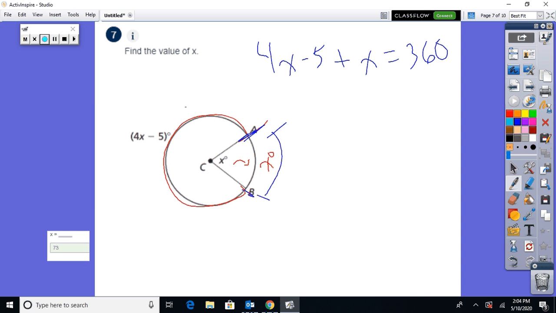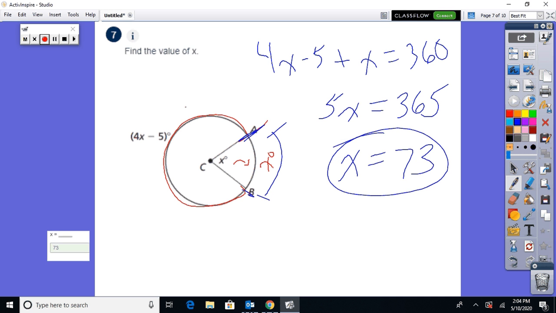So just solve it. So 5x equals 365 when you add 5 to both sides. And of course, 365 divided by 5 is 73. So the value of x is 73.